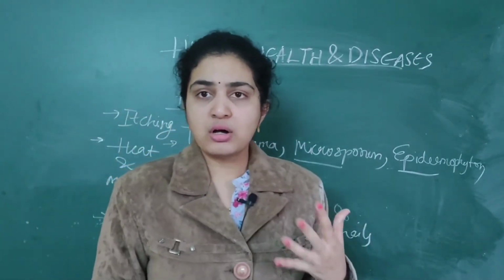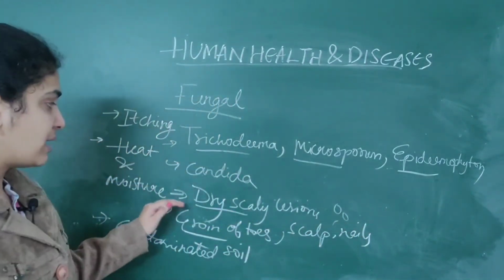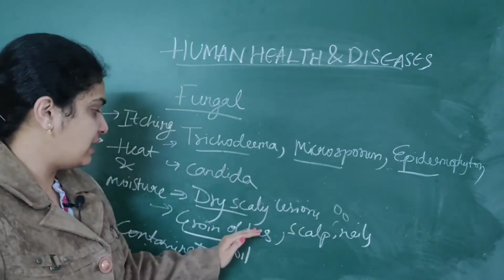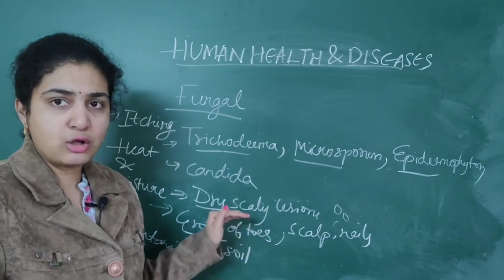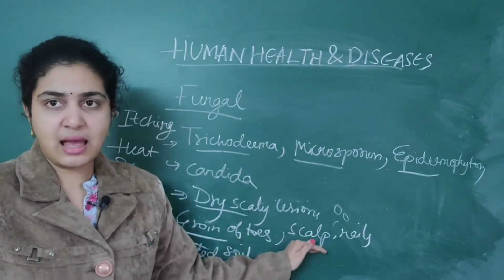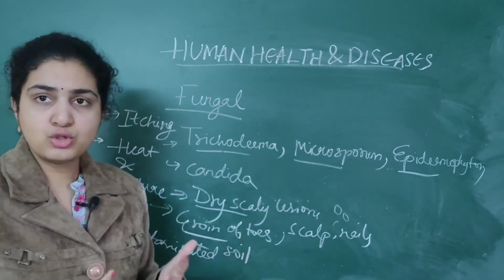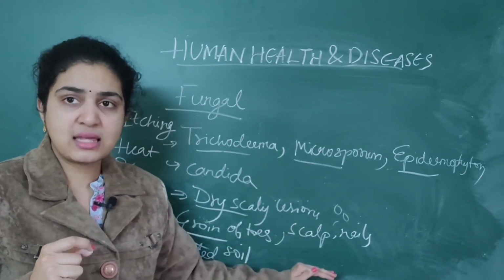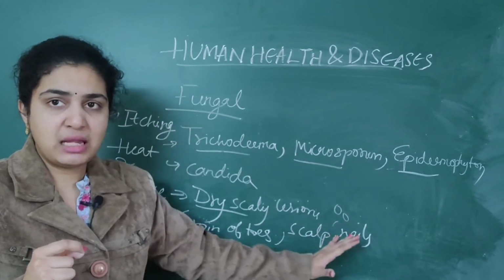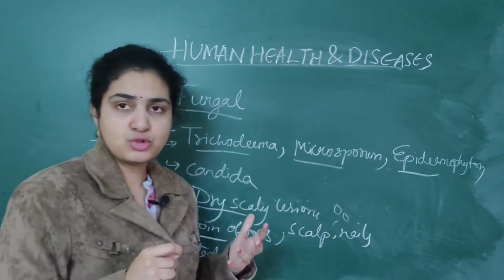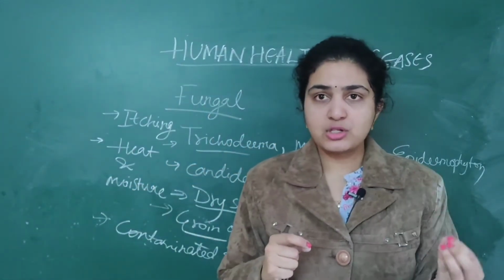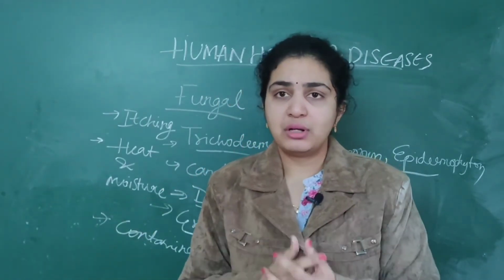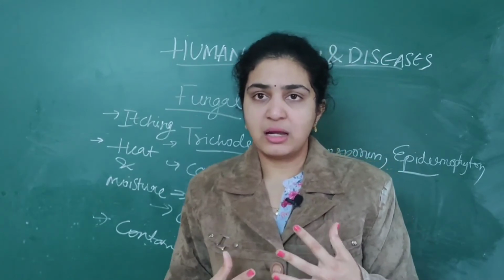These fungi all cause numerous ringworm diseases, with dry scaly lesions present on the body. They are mostly seen in the groin, toes, scalp and nails. Where you see them is the most important question: groin, toes, skin as well as nails. Then how is it usually spread? It is spread through contaminated soil. If you walk without shoes on bare ground, then these fungi will usually enter your body.